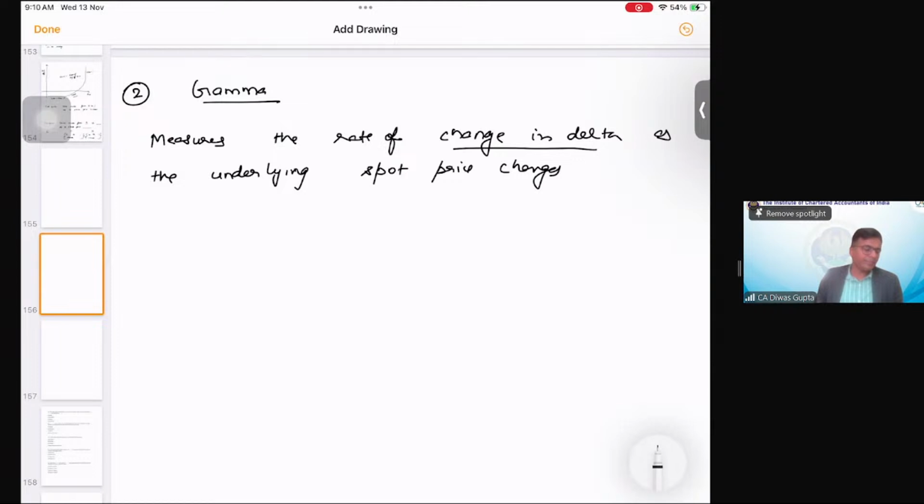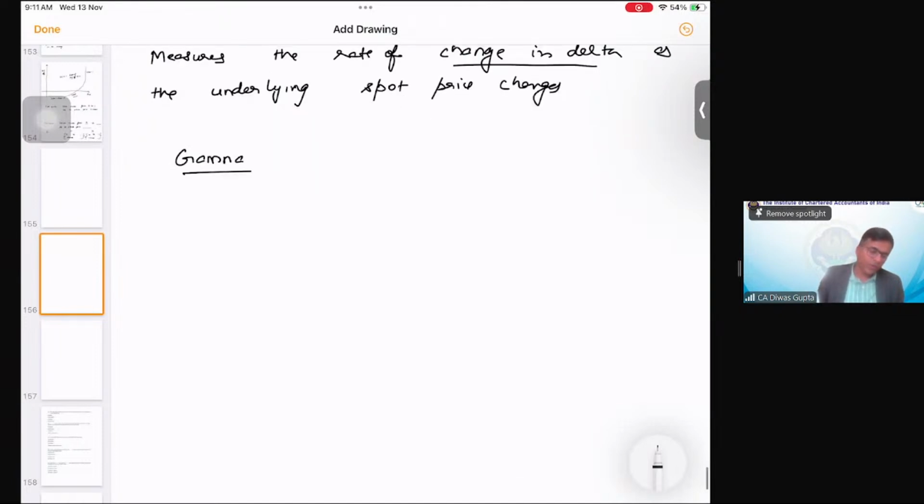Now tell me, gamma for at the money options will be highest because at this curve the delta is increasing, right? The delta keeps on increasing once the option passes from out of the money to at the money to in the money, right? So at this juncture the gamma is always highest.